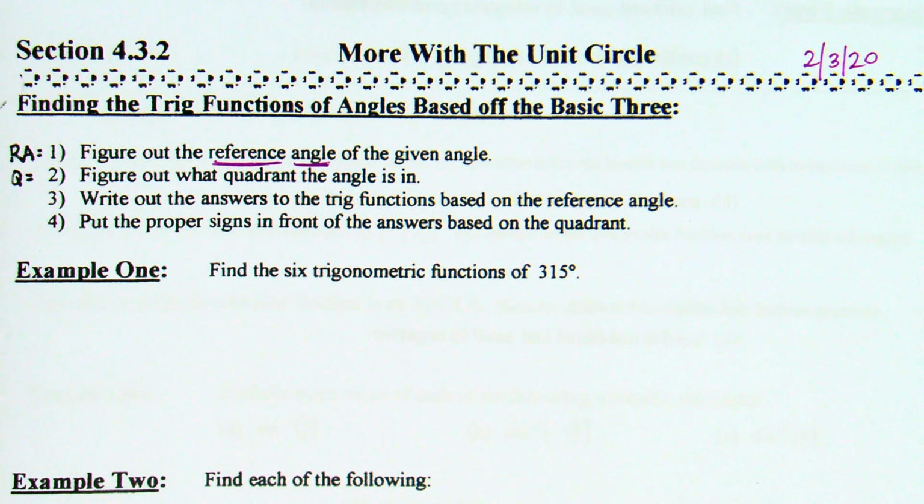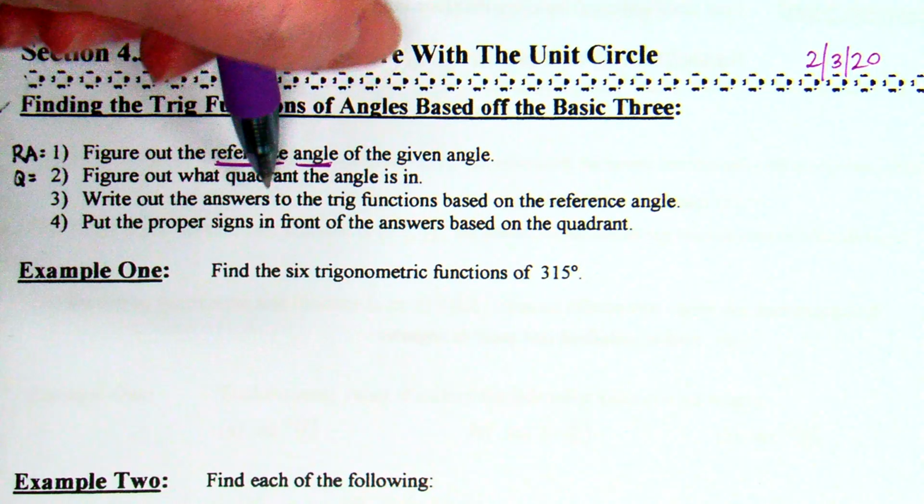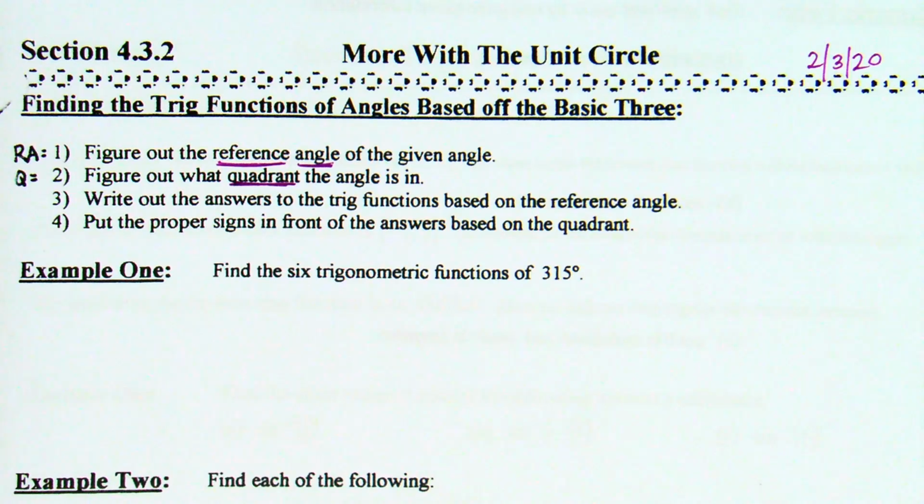And then step 4 is putting the proper signs on it based on the quadrant. So, is it positive in that quadrant or negative in that quadrant? Okay? So those are the steps we're going to go through. The big thing is figuring out the reference angle and the quadrant. Once you know reference angle and quadrant, that's the gist of what you need to know.